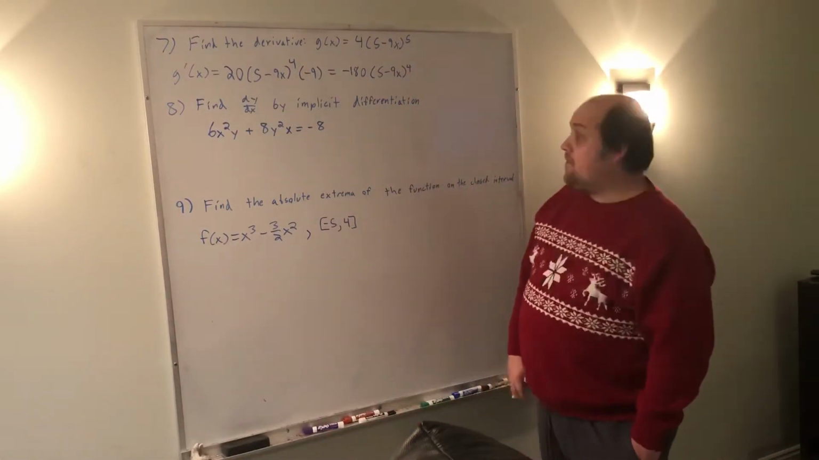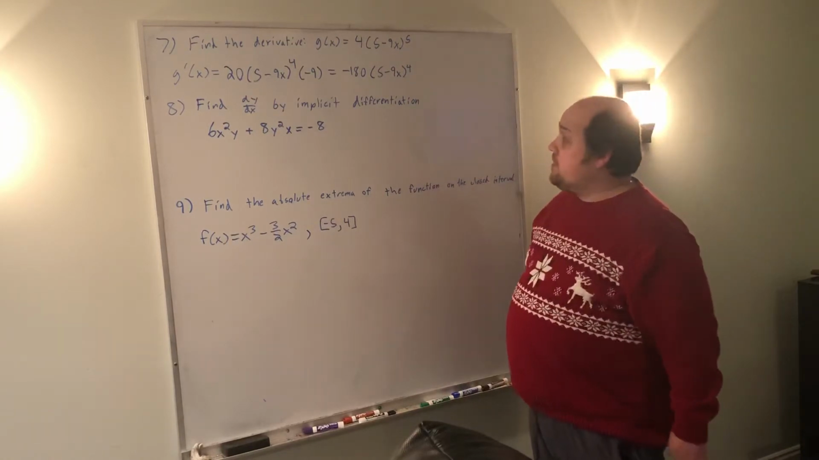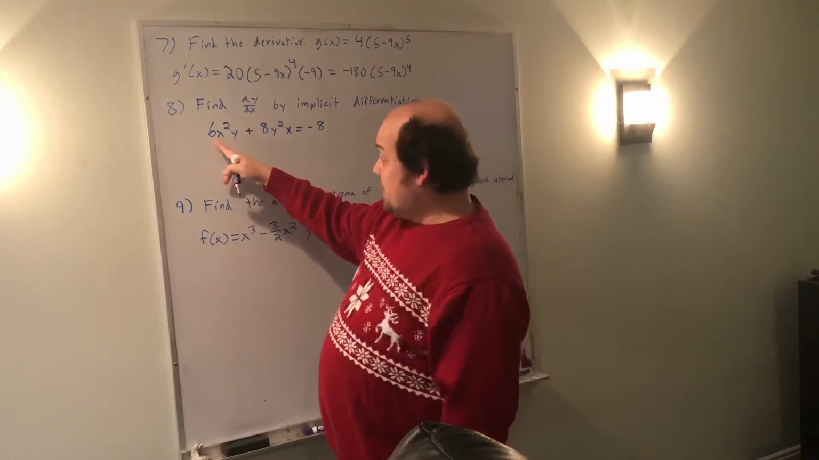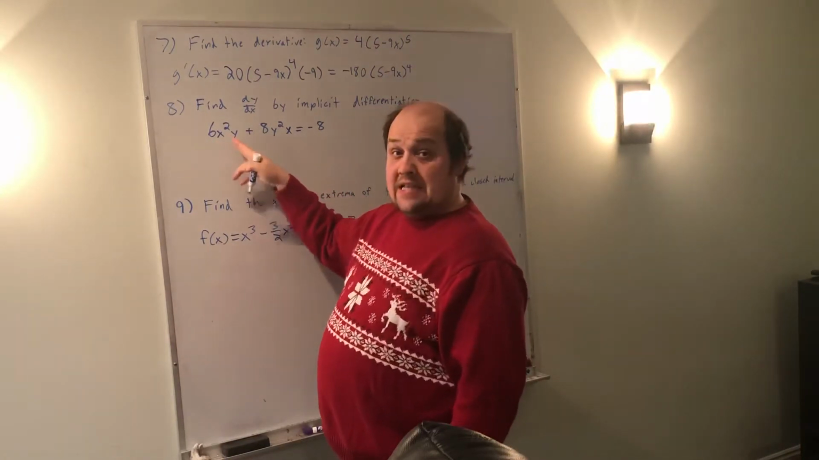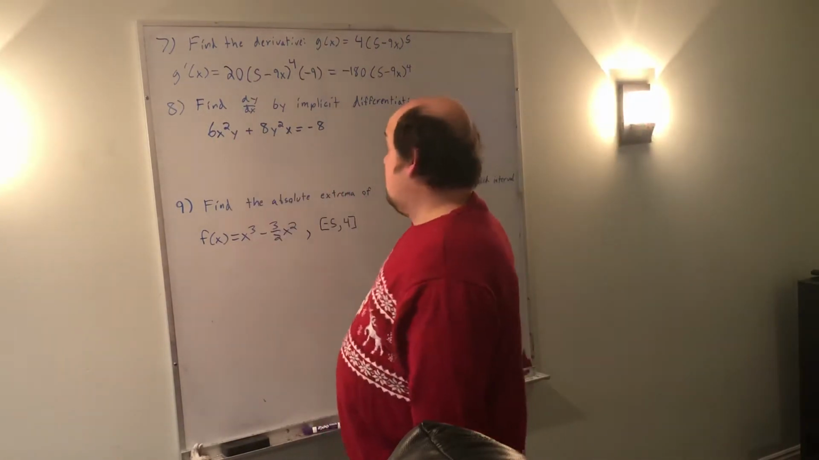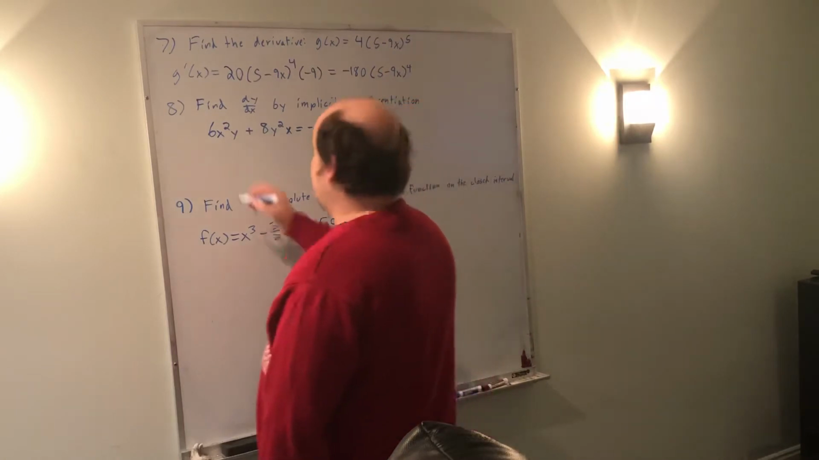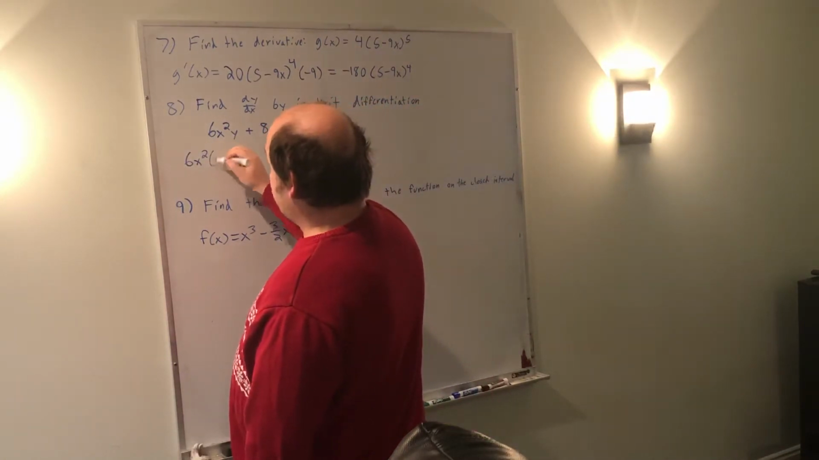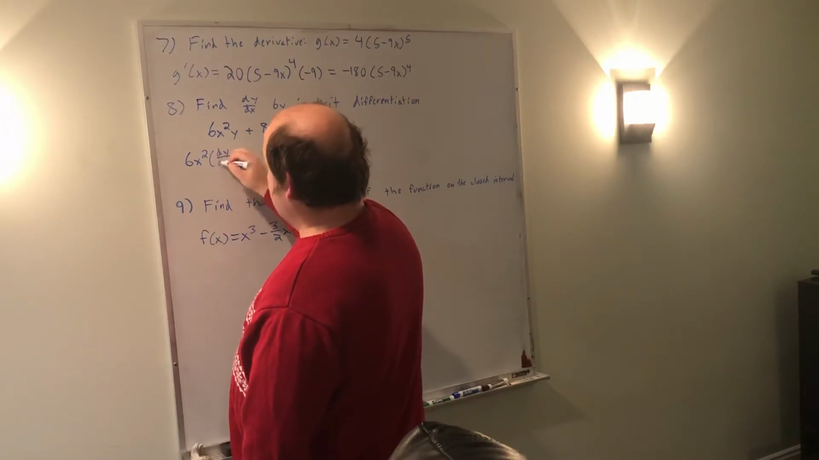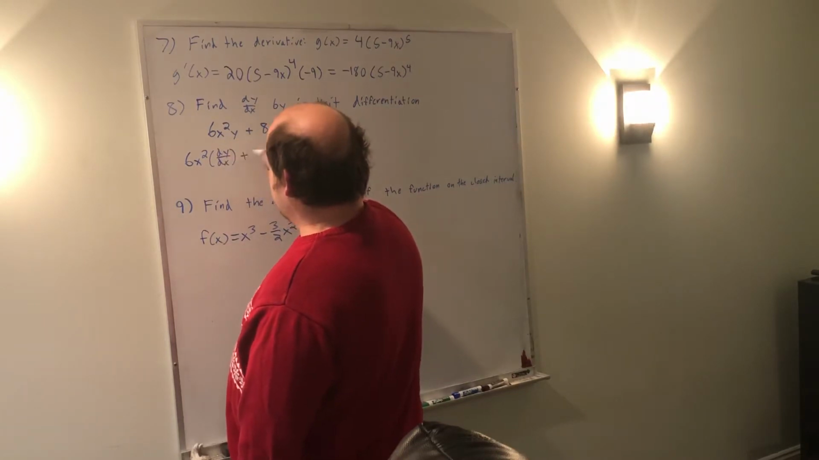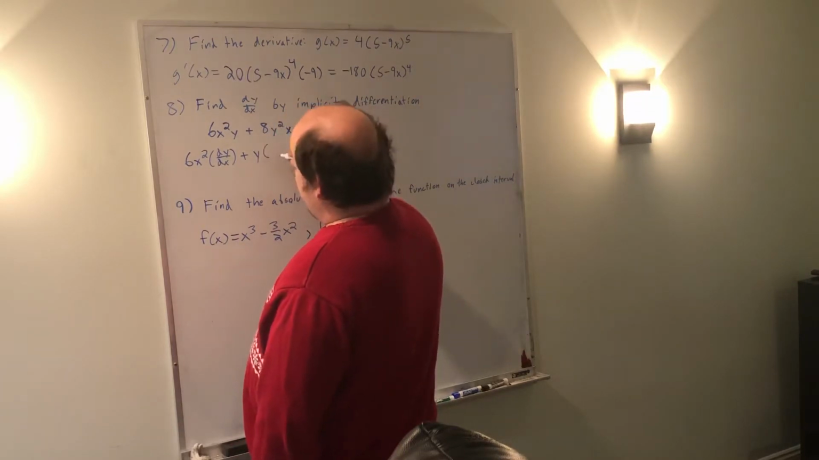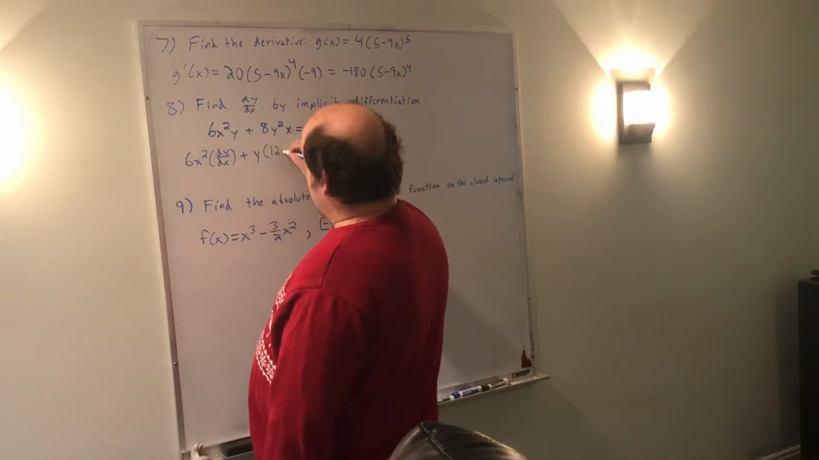Question 8 asked me to find dy/dx by implicit differentiation. So I need to consider that when I'm multiplying 6x squared times y, this creates a product rule. When I do the product rule, it's first, 6x squared, times the derivative of second, which creates a dy/dx, plus second, y, times the derivative of first. 2 comes down and it becomes 12x.